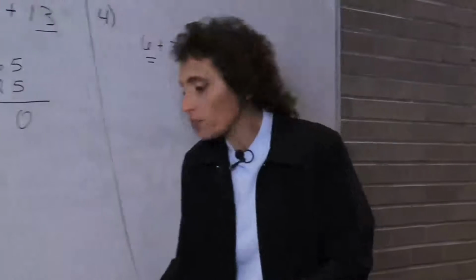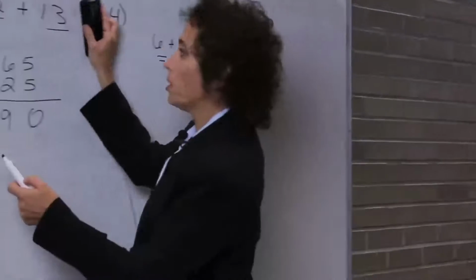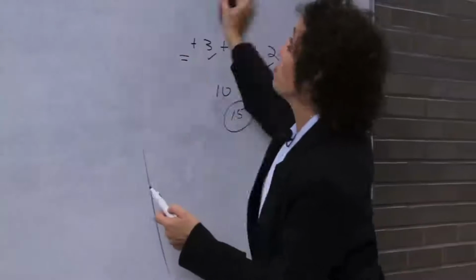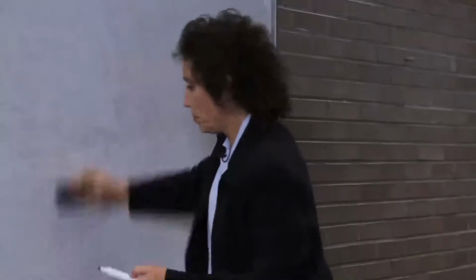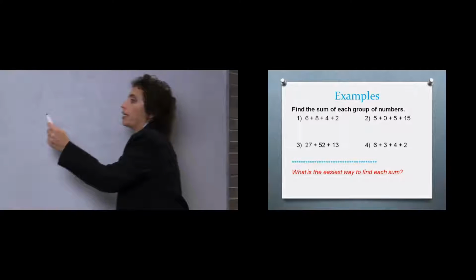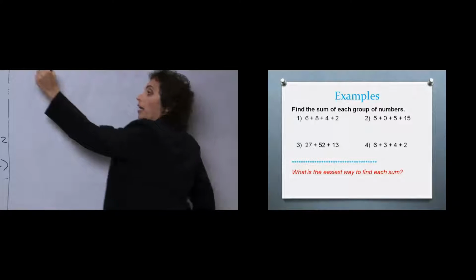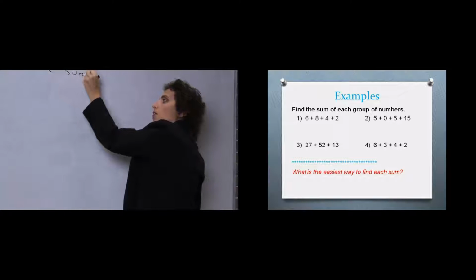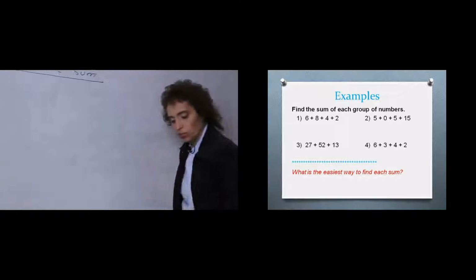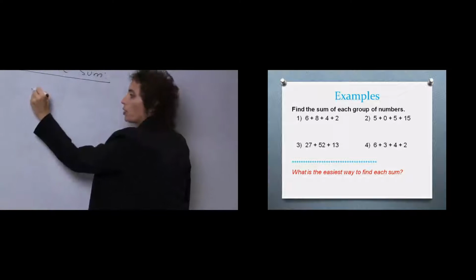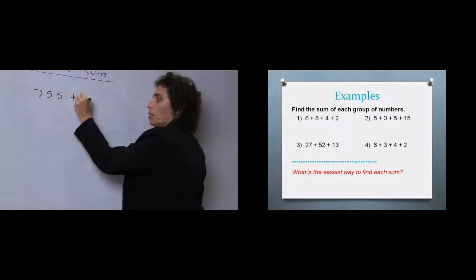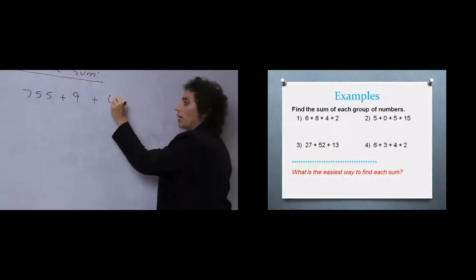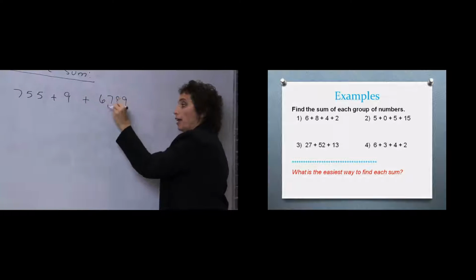Okay. Well, what happens if the problems get a little harder? All right. Let's look at this problem. Find the sum. Again, find the sum means we're going to add. Okay, here are the numbers. I just want to say something that might make this easier. We got 755 plus 9 plus 6,789.